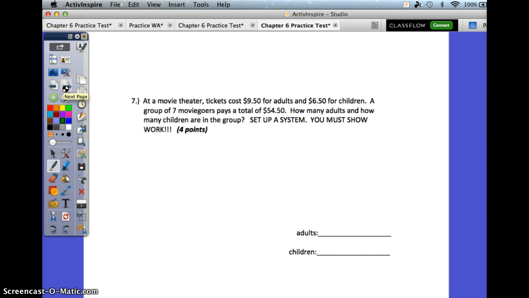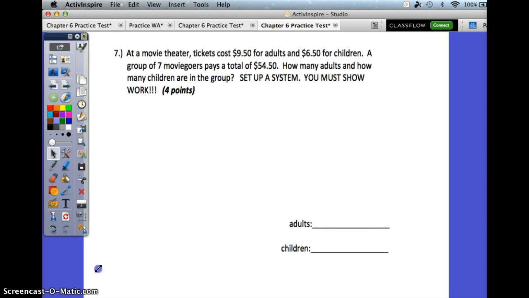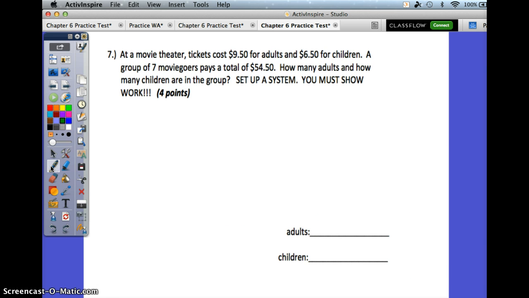Number 7. At a movie theater, tickets cost $9.50 for adults and $6.50 for kids. A group of 7 moviegoers pay a total of $54.50. How many adults? How many kids? Set up a system and you must show your work. So the first thing I did is I said x equals number of adults, and y equals number of children.